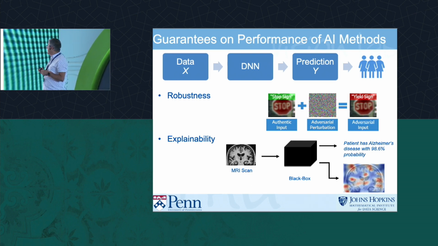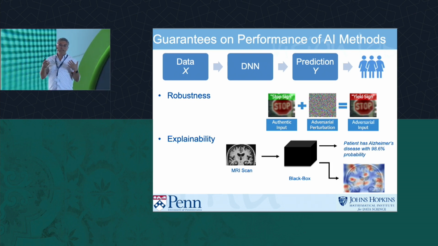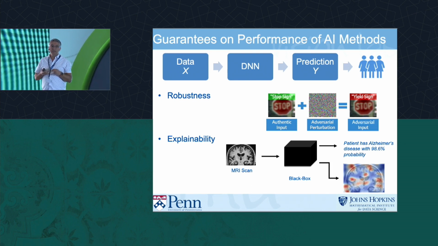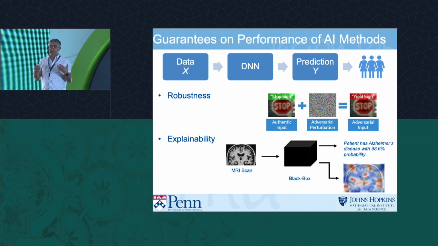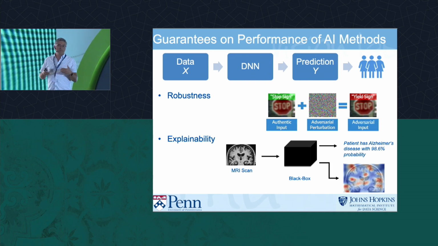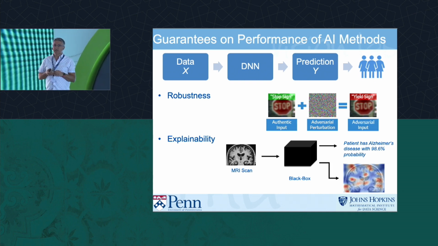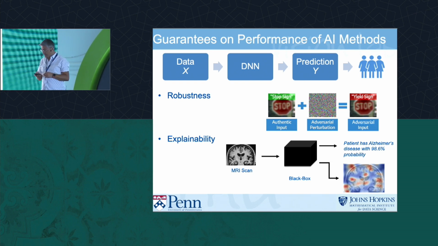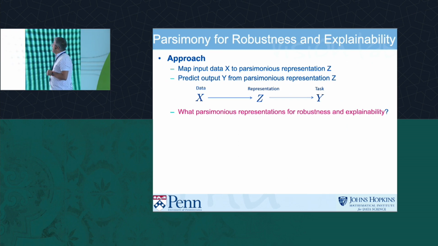The second example might be you're making a clinical decision with an AI system, and you're trying to explain why you made that decision. In this case, you predict based on an MRI scan that you've got Alzheimer's disease with 98% probability. But why is this the case? You might want to have an explanation as to it's because the ventricles are enlarged in a certain region. So how do we do that?